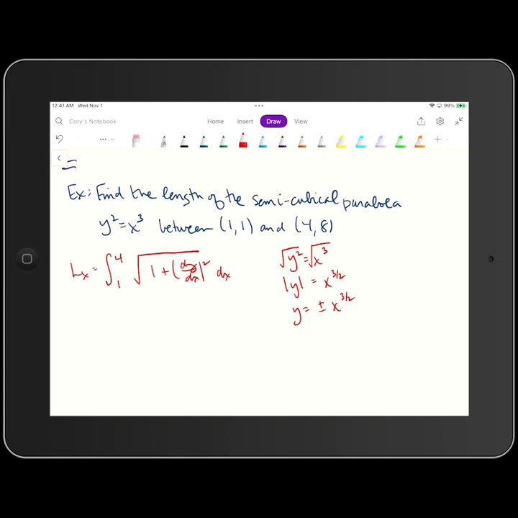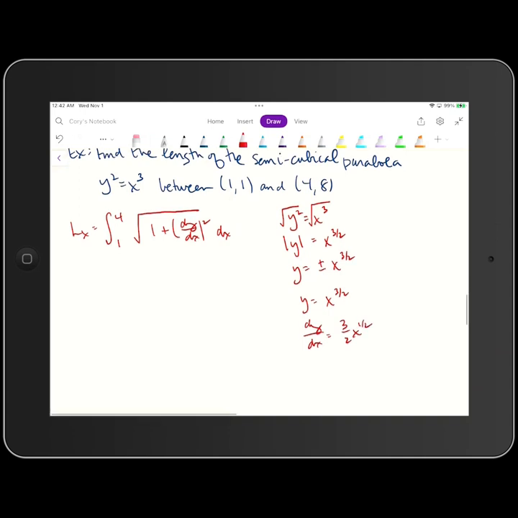Now, when we look at those two functions for y, there's only one function that works so that the graph contains the 2 points in the problem, (1, 1) and (4, 8), and that is the function positive x raised to the 3/2 power. Okay, so that's going to be the function that we are working with, x raised to the 3/2 power, and then we are going to go ahead and take the derivative of that. So dy over dx is going to be 3/2 x raised to the 1/2 power.